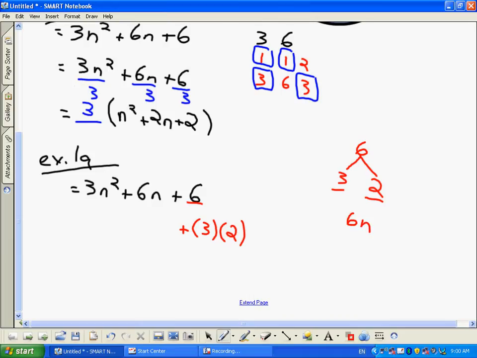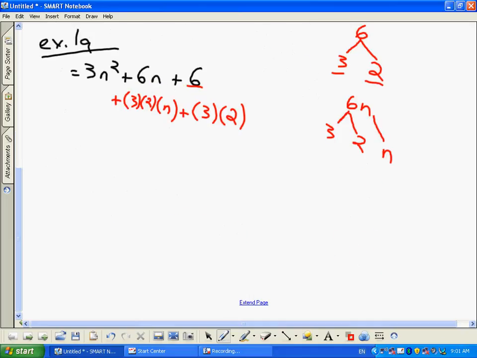I need to find the factors of 6n. Well, we already looked above. We know 6 is 3 and 2. But in order to get 6n, that n is also a factor of 6n. So my prime factors of 6n are 3, 2, and n. So instead of writing 6n in the next line, I'm going to write 3 times 2 times n.